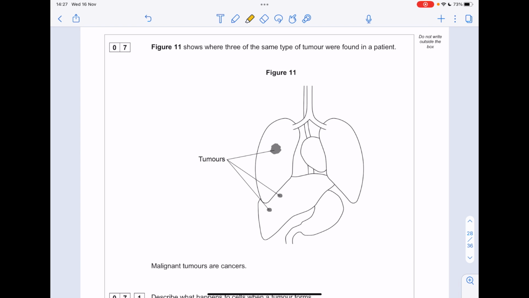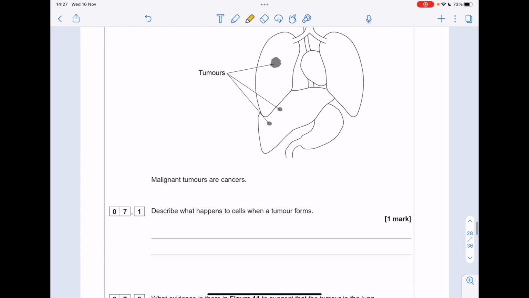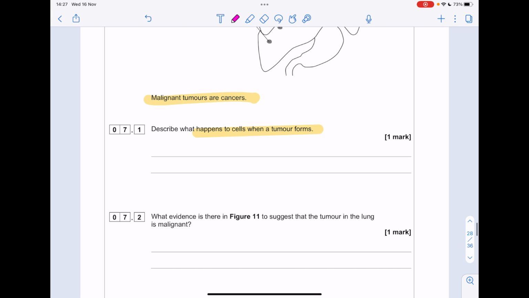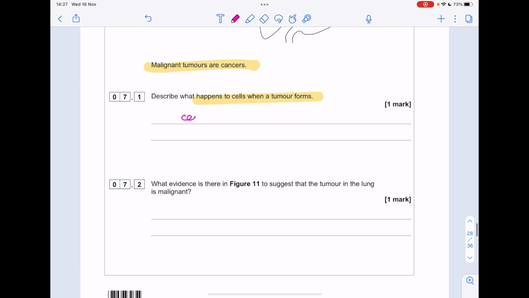Figure 11 shows where 3 of the same tumour were found in a patient. Malignant tumours are cancers. Describe what happens to cells when a tumour forms. It's basically saying how does a tumour form? Well, cells divide uncontrollably.